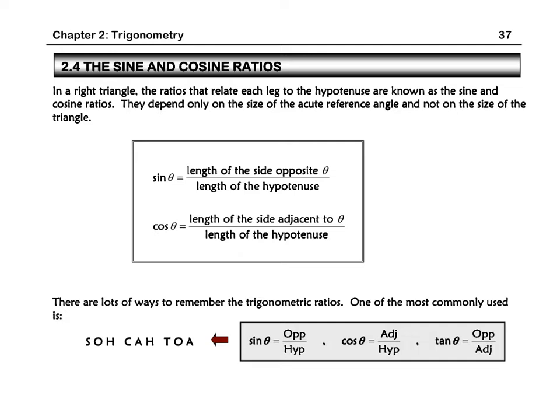So the reason you have SOHCAHTOA is because sine is opposite over hypotenuse, cos is adjacent over hypotenuse, and tan is opposite over adjacent. When I was in school, they did "Some old hags can't afford husbands till old age," but that's not talked about as much anymore. So now they just tend to use SOHCAHTOA. You can come up with an acronym if you want, a little rhyme to help you remember that sequence of letters, to help you remember that sine goes with opposite and hypotenuse, cosine goes with adjacent and hypotenuse, and tan goes with opposite and adjacent.